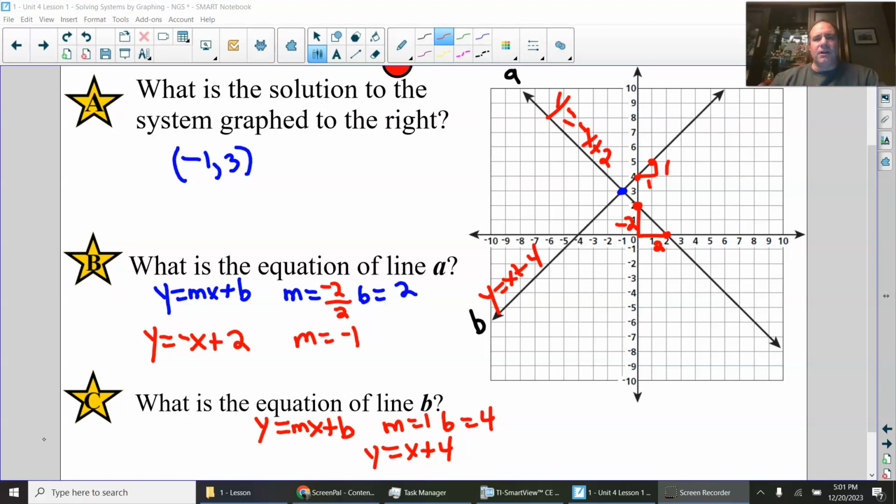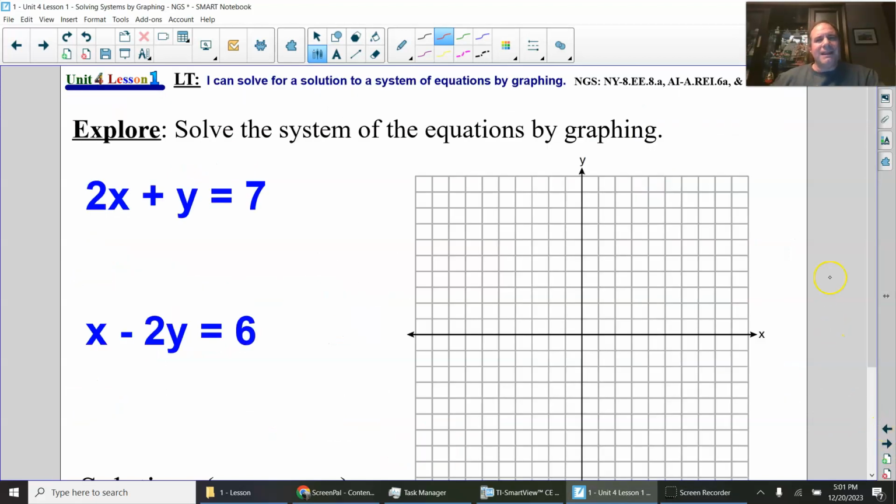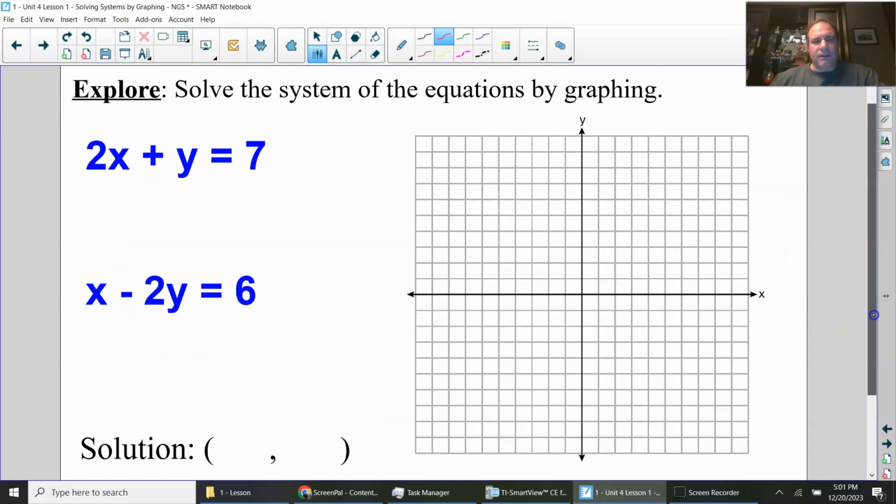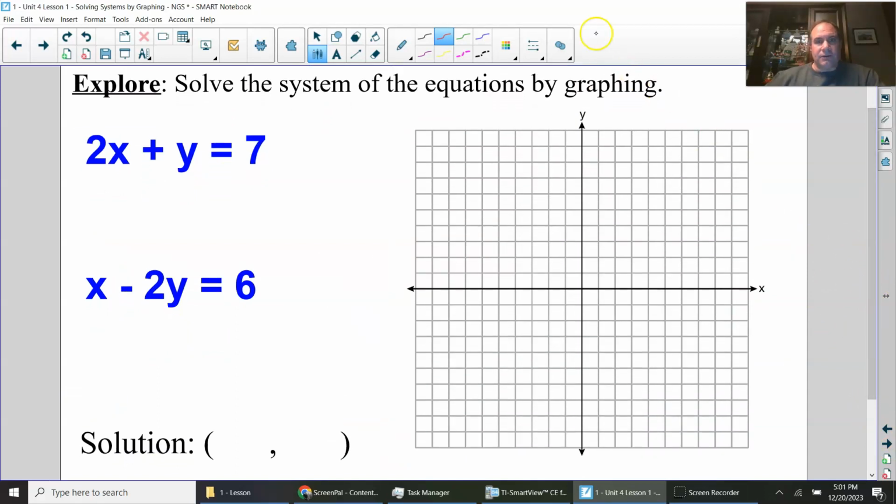And I label the lines like I didn't do on the other one. You must label the lines, especially when you have more than one line that you're graphing. Just remember to label it.